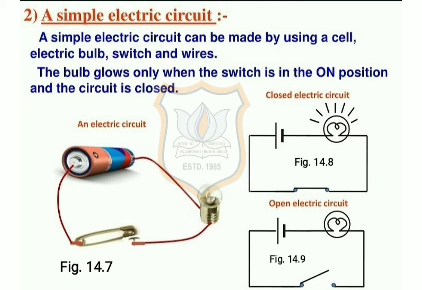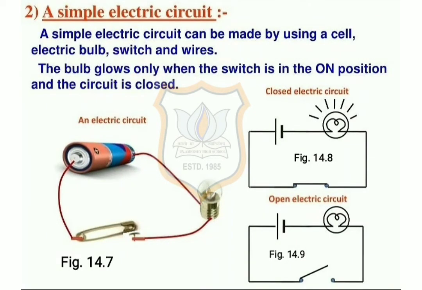Figure 14.9 shows another circuit diagram. Is it identical to the circuit diagram shown in figure 14.8? In which way is it different? Would the bulb glow in this electric circuit? Recall that the bulb glows only when the switch is in the on position and the electric circuit is closed.